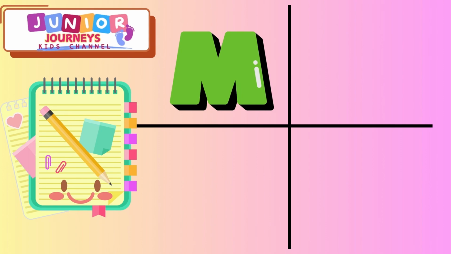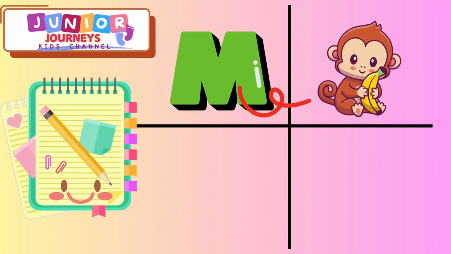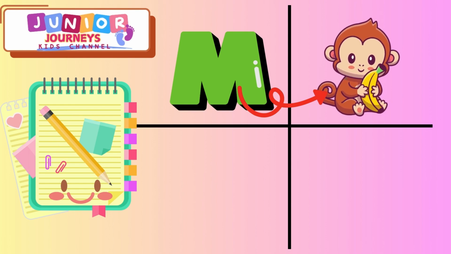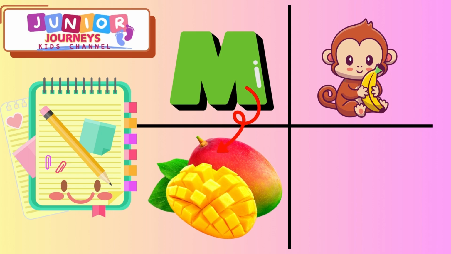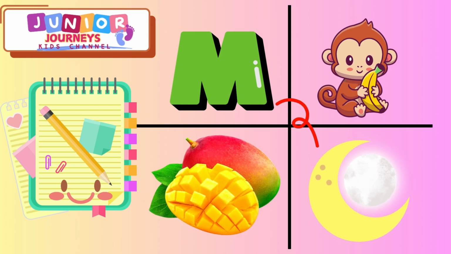Next letter is M. M. M is for monkey. Monkey. M is for mango. Mango. M is for moon. Moon.